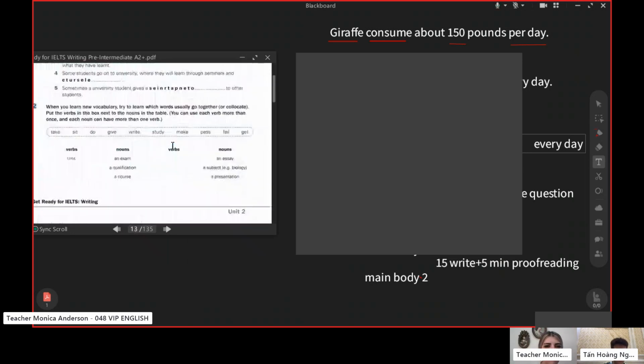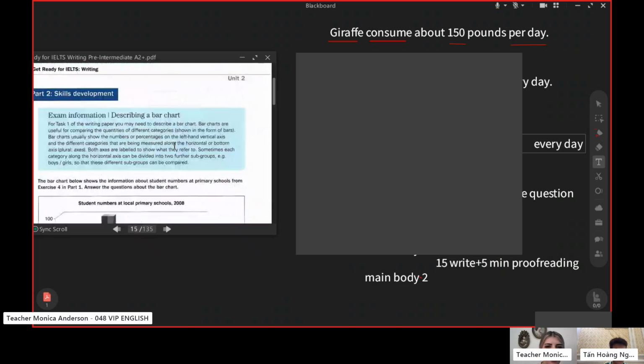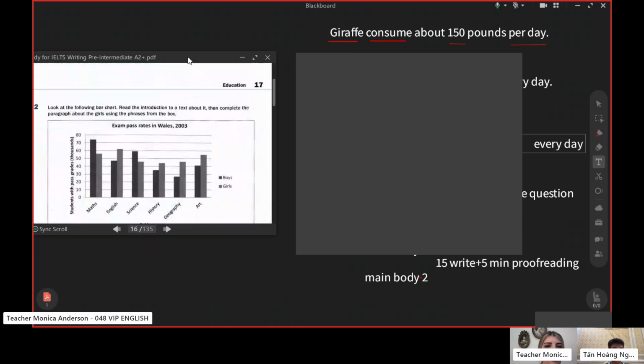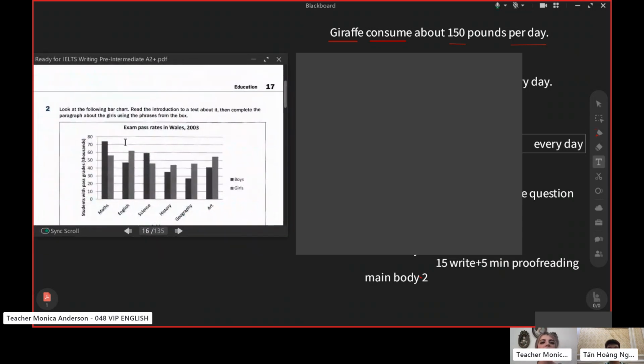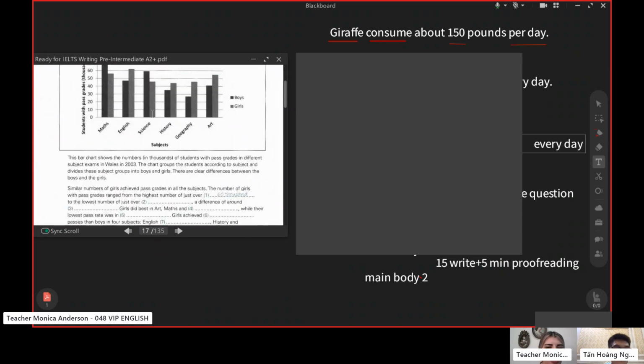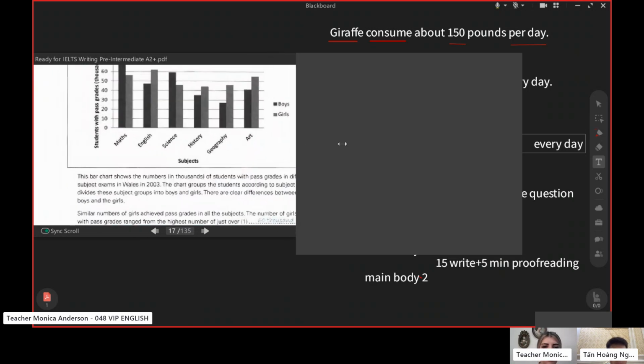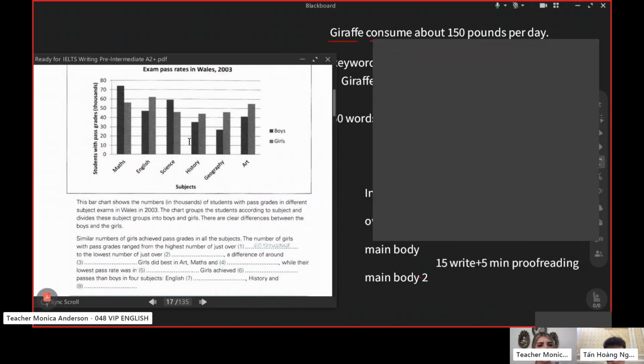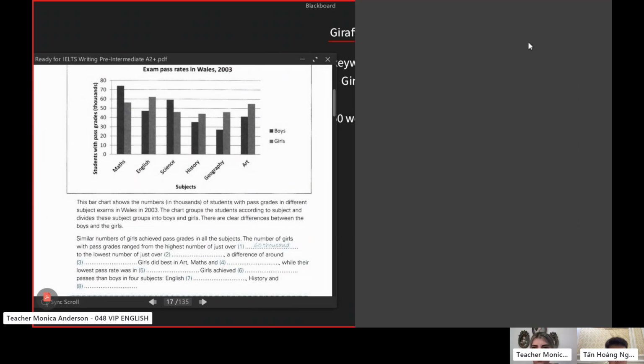Okay, just let me check. We're here. Okay, so we have the second part. Look at the following bar chart. Read the introduction, and try to complete. Let me make it a little larger. Now you can see it better. Well, let's take a look at the bar chart and try to complete the following questions.